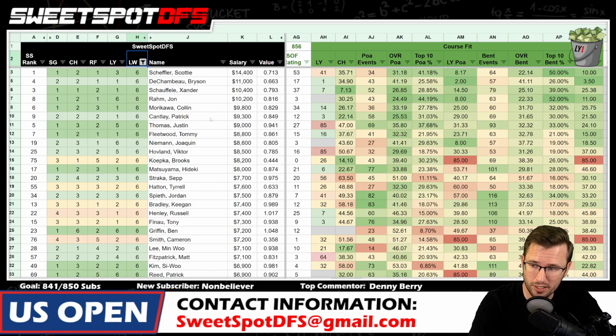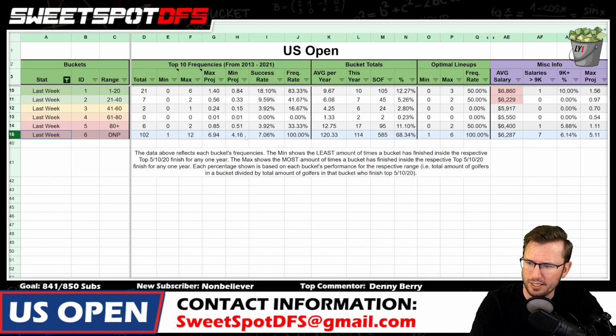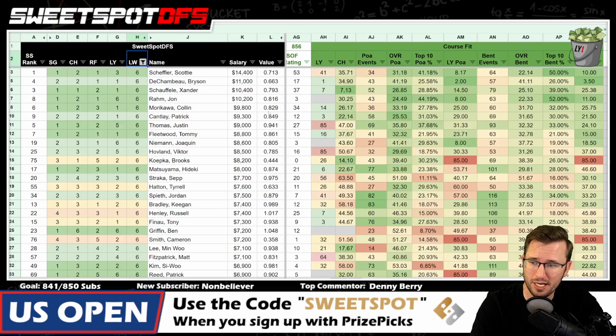So the last week 6 bucket. This is a 3 to 6. The projection is actually larger than that. It is 4 to 7 golfers from this bucket to finish inside the top 10. With that being said, if you just look at the 9K golfers and above, there are 7 of them. Now, are all 7 of these golfers going to finish inside the top 10? They could. Or maybe not.